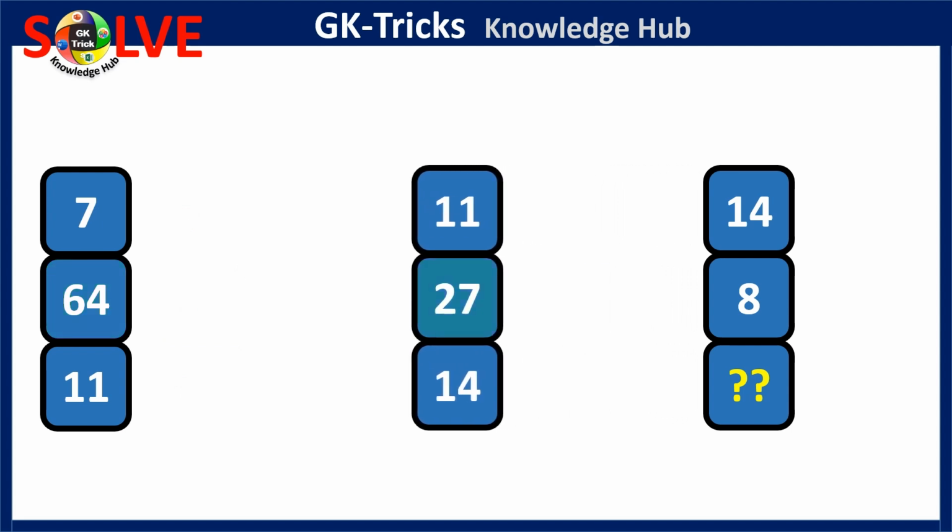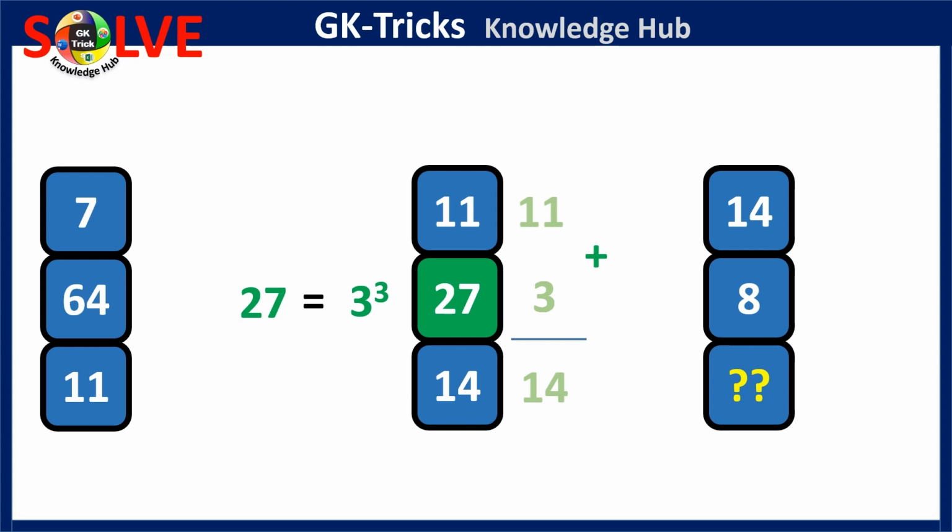Let's check the second column. The cube root of 27 is 3. Add 3 to the first number, 11. 11 plus 3 equals 14, which matches the third number in the second column.